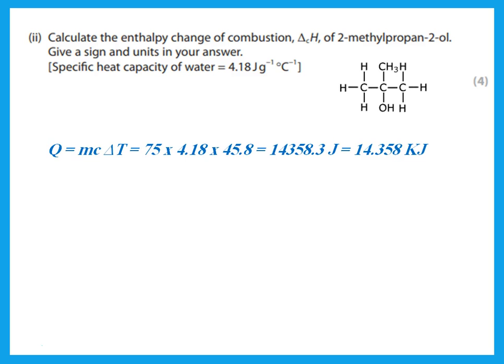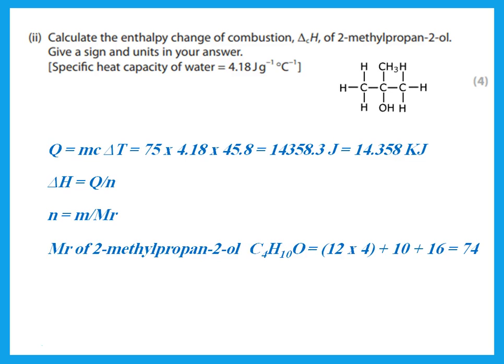So that is Q. Now we need delta H. Delta H is Q over N. Now, how do we get N? N is the mass over the molecular mass. He gives me a certain mass of the 2-methyl propane 2-ol, and I need to calculate the MR. So the MR of this compound is 74 from normal calculation. So the number of moles would be the mass he gives me, which was 0.57 over the MR I calculated. So this is the number of moles.